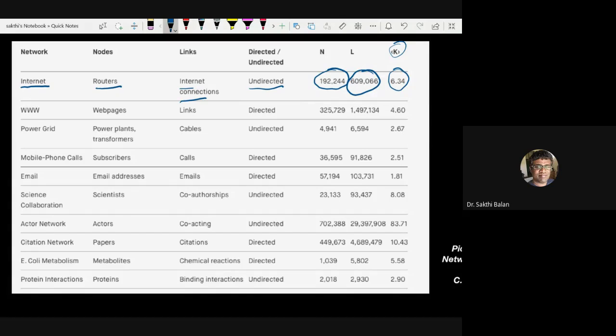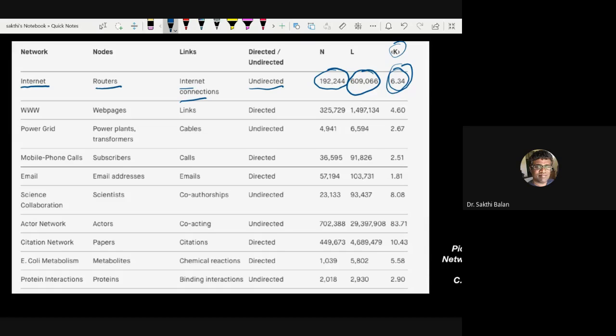So the internet can be looked upon as one of the networks, having an average degree of 6.34. This average degree is a very, very important figure. It will tell you about the graph, whether it is a dense graph or a sparse graph, or something in between.